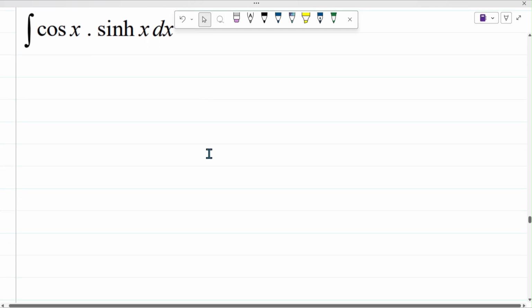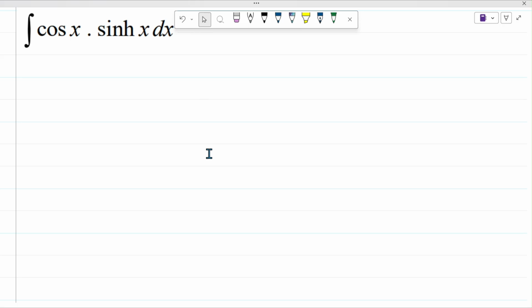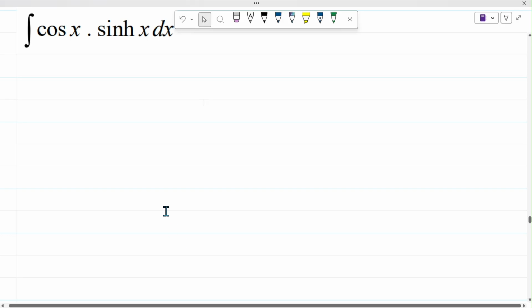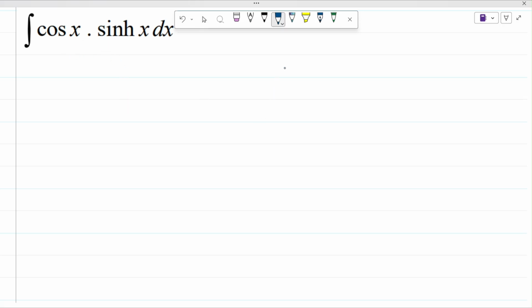We now have this one that I projected there on the screen. We have the integral of cos x multiplied by the hyperbolic sine of x dx. Of course, we can see that these are two different functions that are multiplying each other, and if we were to make one f of x, then the other one can be f prime of x.